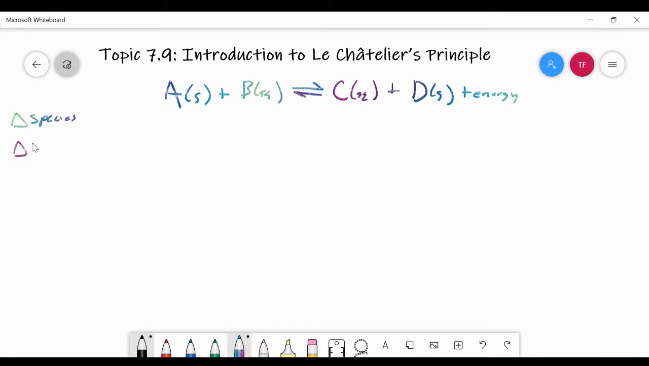Or maybe a change in the temperature. We heat it up or cool it down. Or we change the volume of the system. Or we change the dilution. So these are all things that could be stresses to this reaction. We're going to talk about each one and just see how those stresses apply.